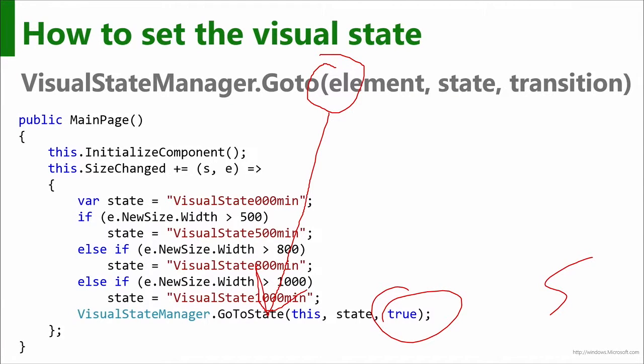There is this third one, this true here. This true is really talking about the transition as it moves from one state to another. And I'm saying, yes, apply a transition. There may not be one, but if there is, it will play a storyboard and move things around in a really pleasant way.